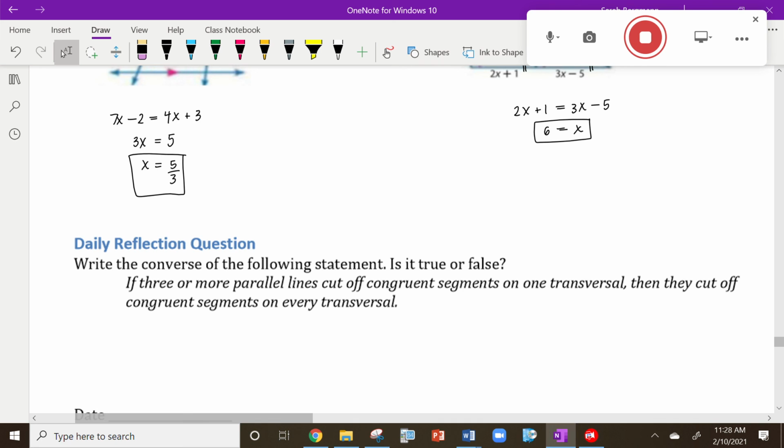That's all for today. Tomorrow we will be learning more about special segments within triangles. So remember, we've already learned altitudes. We have learned angle bisectors, medians. If you need a refresher on any of those, go back and look in your notes tonight. We'll be learning a lot about them tomorrow.